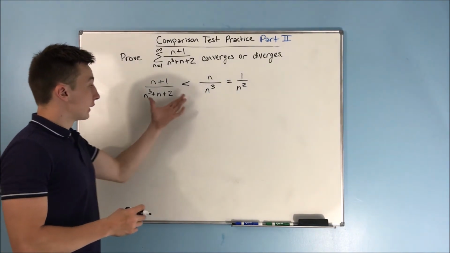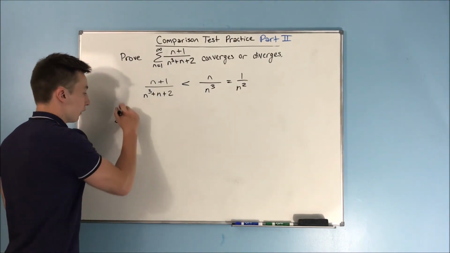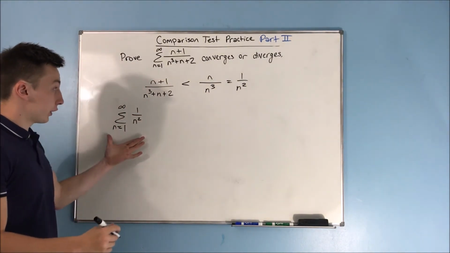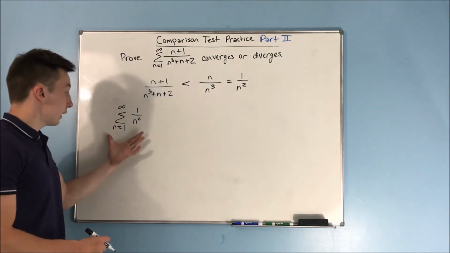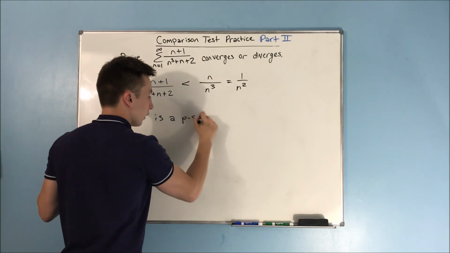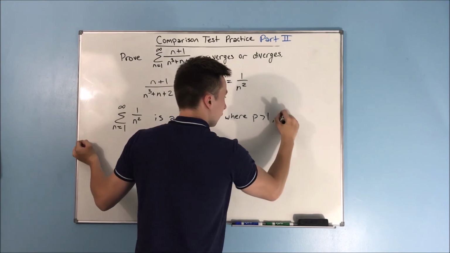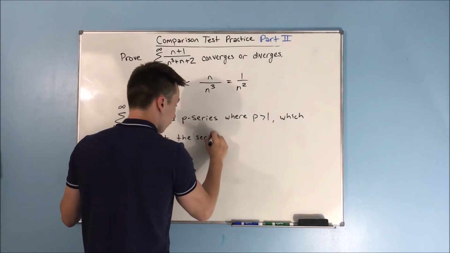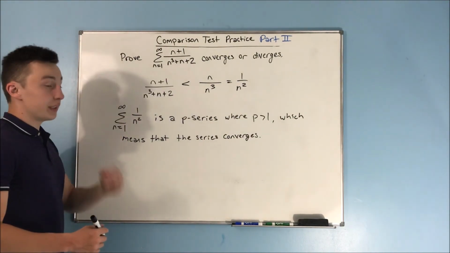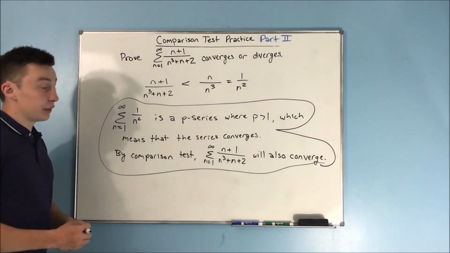So, since this series is smaller than the series, the sum from n equals 1 to infinity of 1 over n squared, if this converges, then this converges. And this is a p series where p is greater than 1, which means that the series converges. So by the comparison test, this series will also converge, and that is your answer.